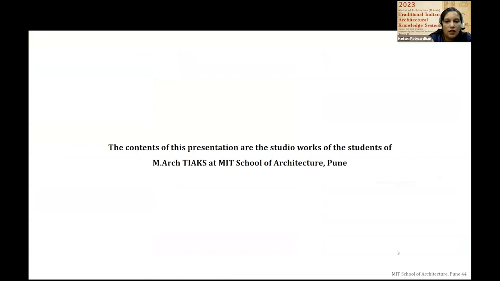The contents of this presentation are the studio works of our students, and they are the most important assets of our institute. They have been the most enthusiastic and sincere. They have been very curious. They have been passionate students of the department.